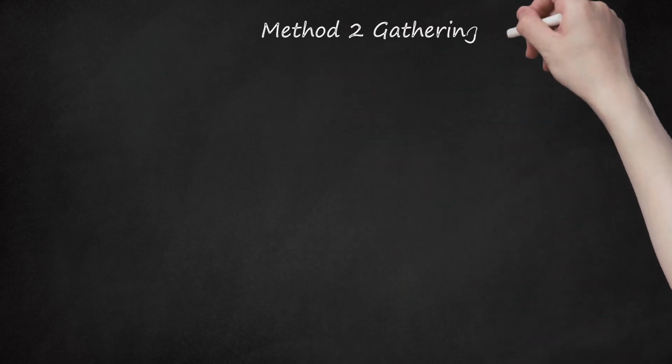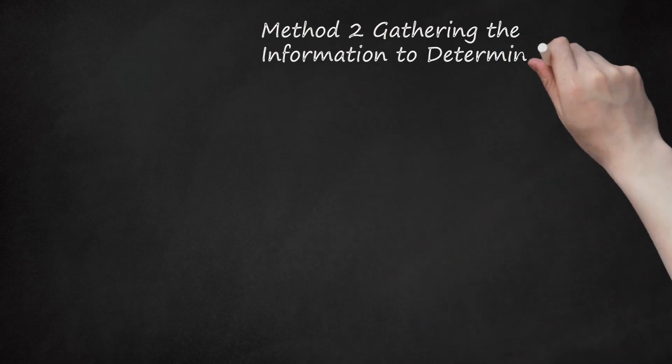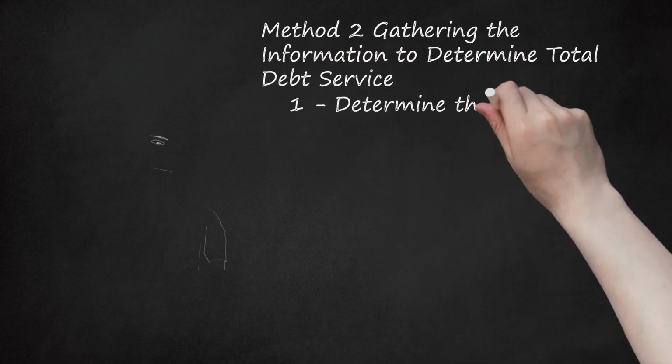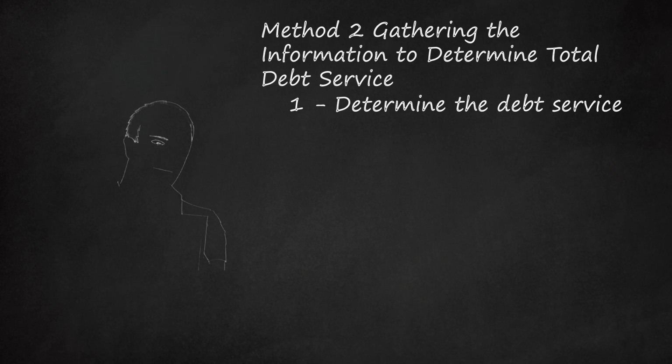Method 2. Gathering the information to determine total debt service. 1. Determine the debt service. The debt service is the total of all principal and interest paid on debts over the course of a year. For an individual, this includes all debts that are payable in the current year. For a business, it includes interest, any debts maturing within 1 year, and any principal payments on long-term debts.